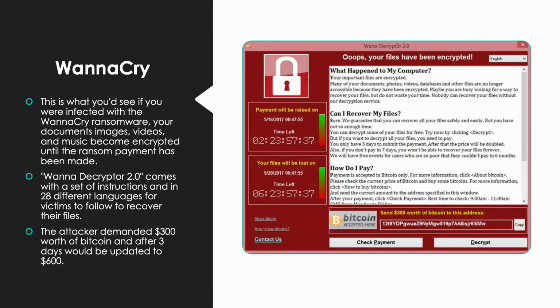Anyway, the attacker claimed that after 6 months, if you couldn't pay, they will retrieve your data, and they made it especially for poor people.